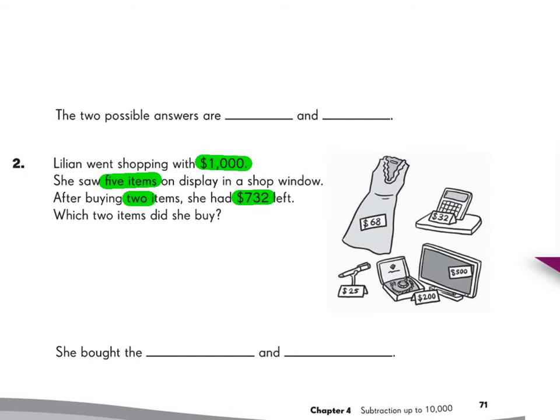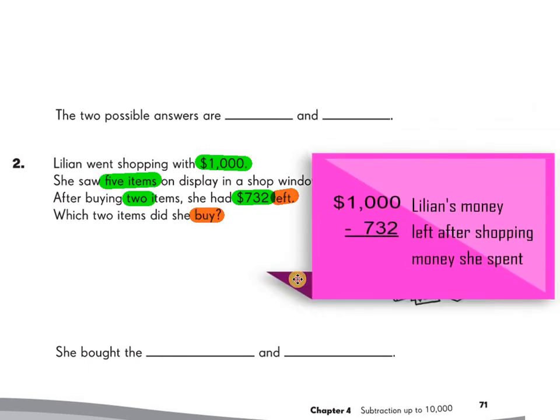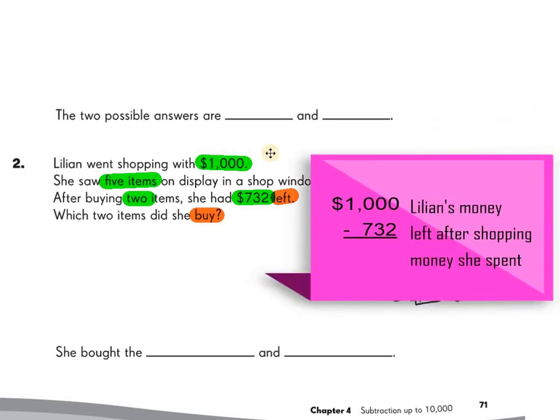Okay, so I've got all the numbers marked in green, and now I want to figure out what I should do here. So, left means subtract. And buy means add. So this is a 2-step math problem. And this is how I would set it up. I would start by thinking about it like this.